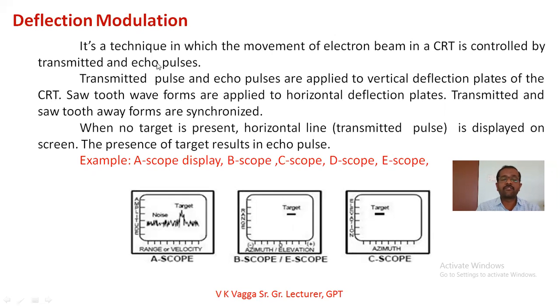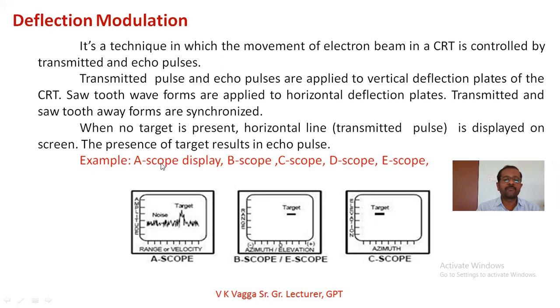Echo means a reflected signal. The transmitted pulse and the echo pulse are applied to the vertical deflection plates of the CRT, and the sawtooth waveform is applied to the horizontal deflection plates. The transmitted and the sawtooth waveforms are synchronized. When no target is present, a horizontal line is displayed on the screen, and the presence of a target results in the echo pulse.